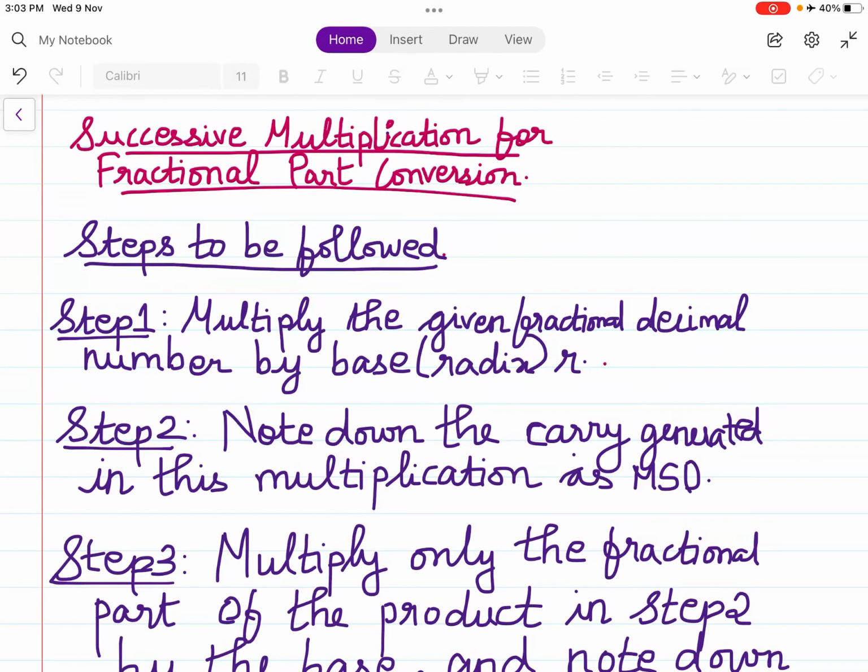Successive multiplication for fractional part conversion. Steps to be followed. Step number 1: Multiply the given fractional decimal number by the base r. Step 2: Note down the carry generated in this multiplication as the MSD.